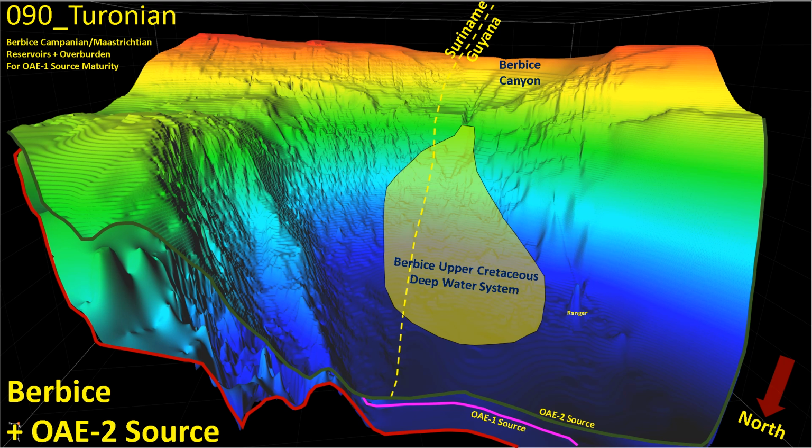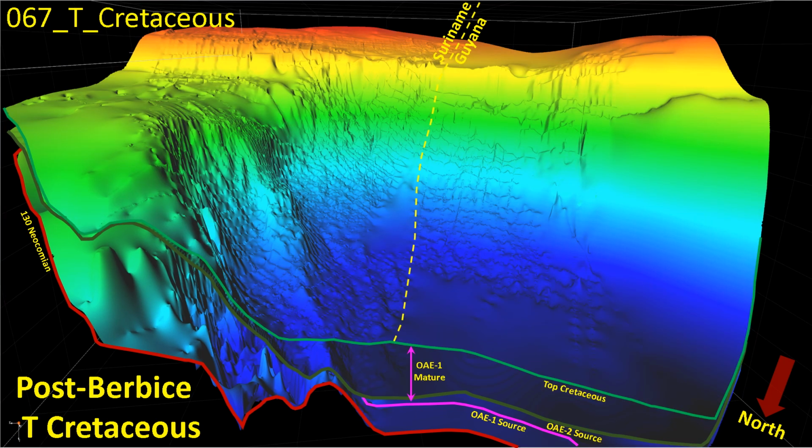It's also the shape of the basin when the OAE2 Turonian source rock is deposited. The next slide is the top of the Cretaceous. You can see the basin continuing to fill in. You can see the amount of overburden on the OAE1 source rock to allow it to mature, but there's not enough overburden on the OAE2 source rock for it to be mature at this time.